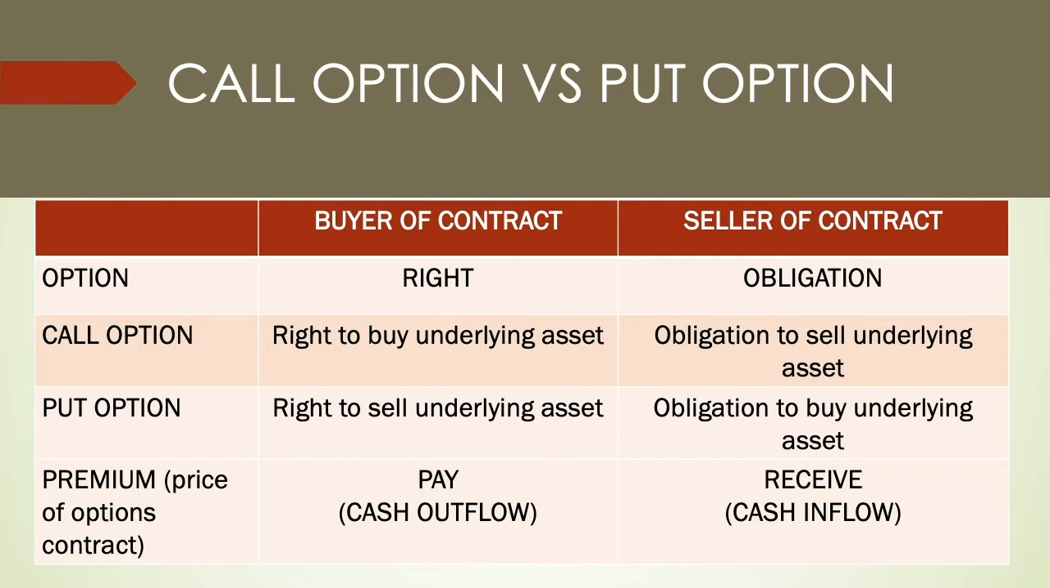And then we have the premium for option contract. Both option contracts, call option and put option, have a price in the market. The price of an option, sometimes we call it the premium of the option. If you buy an option contract, call option or put option, you need to pay the premium. The premium is considered a cash outflow or expense for the buyer of the contract. Whereas for the seller of the option contract, the premium is considered a cash inflow or income, because when you sell an option contract, you receive the premium.